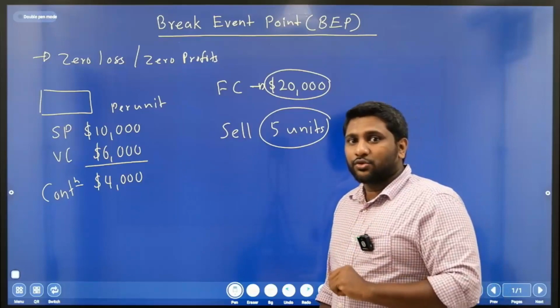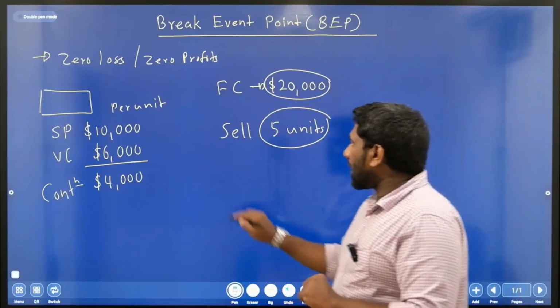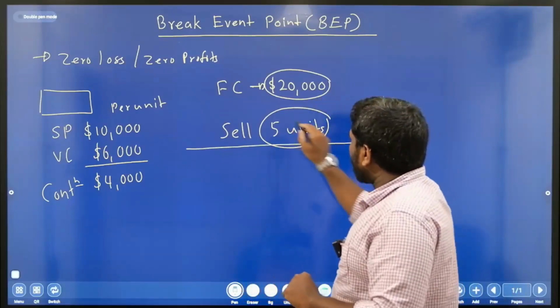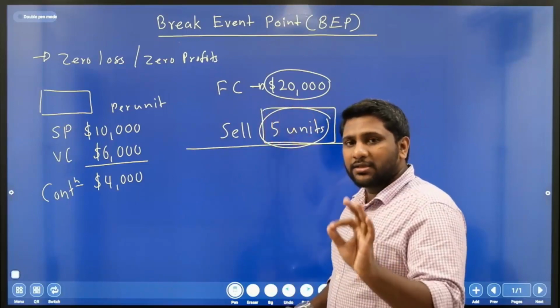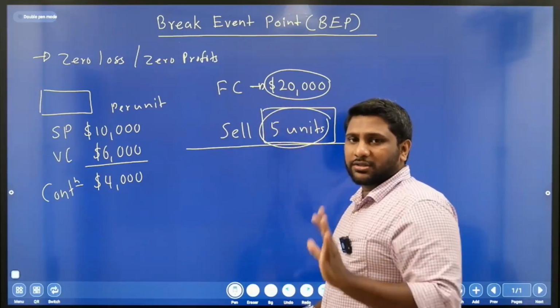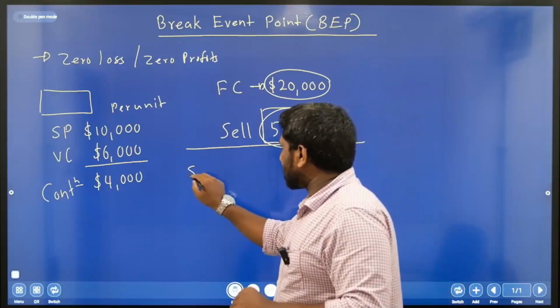Let's see whether that is true or not. Now we'll calculate it. If you are selling 5 units, you will make zero profit, zero loss. Sales.